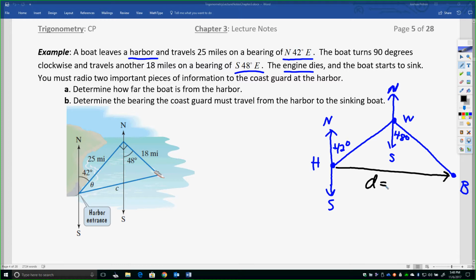Okay, so let's put our distances in the problem. The distances given were originally the 25 miles first. So 25 miles is first. And then the 18 miles was second.